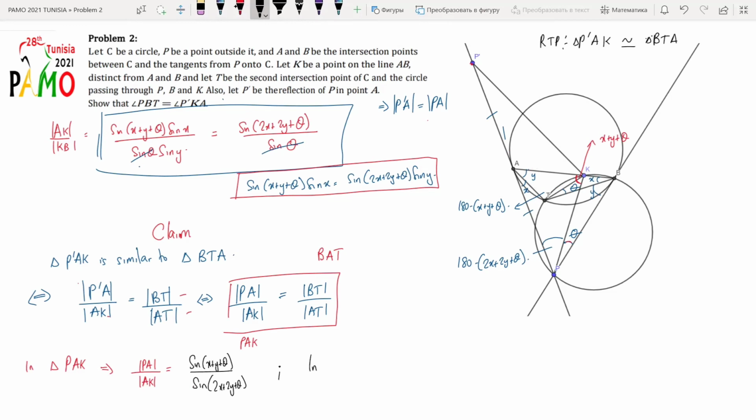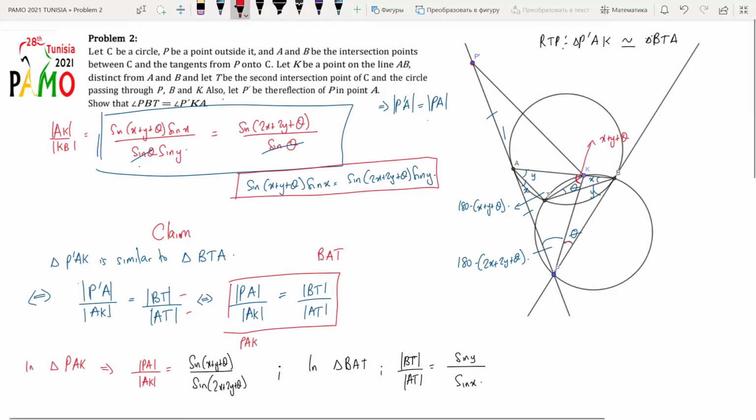Then next, in triangle BAT, BT over AT equals to what? So the triangle BAT is this obtuse angle triangle here. So BT over AT, I don't know the angle chasing involved in here already. So BT is facing sine y, and AT is facing sine x.